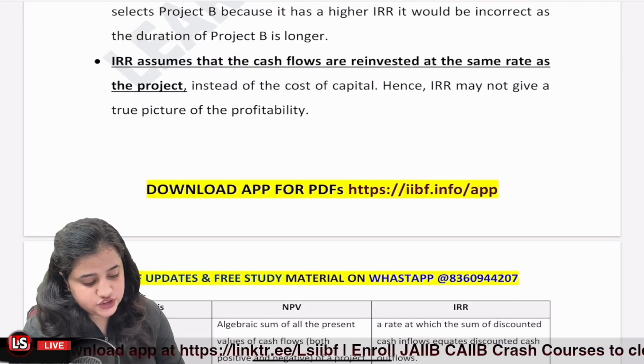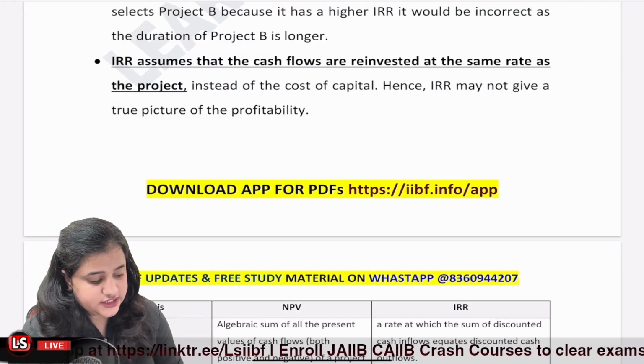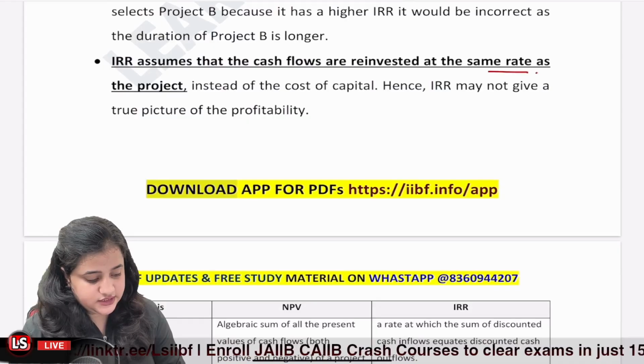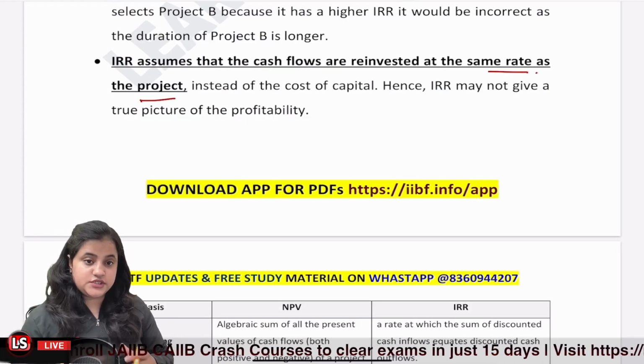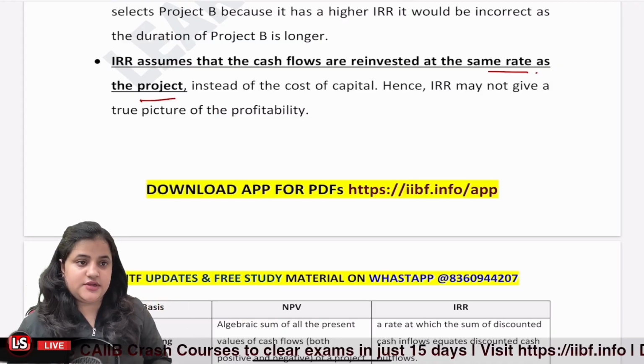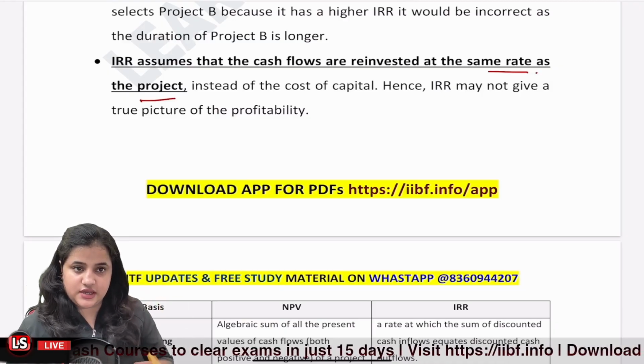And IRR assumes that cash flows are reinvested at the same rate as the rate of the project. Whatever return we are getting from the project, we are going to reinvest it at the same rate, and that is the assumption that is taken in IRR.